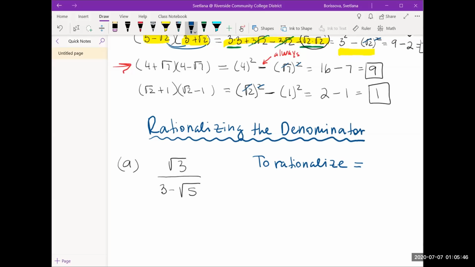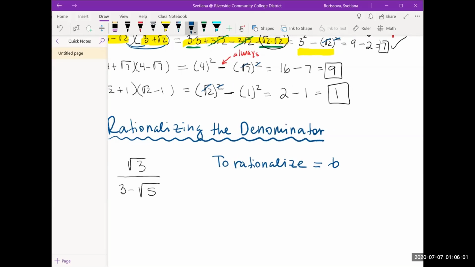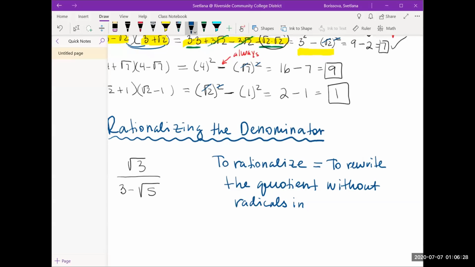So we want to get rid of radicals, roots in the denominator, and you know that you're done with the problem when you don't see radicals in the denominator. That's the idea of the division here. To rationalize means to rewrite the quotient, that's the division expression or fraction, without radicals in the denominator.